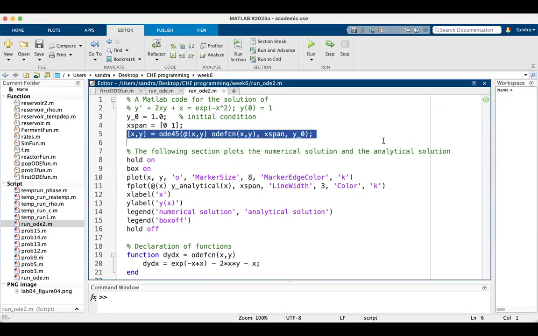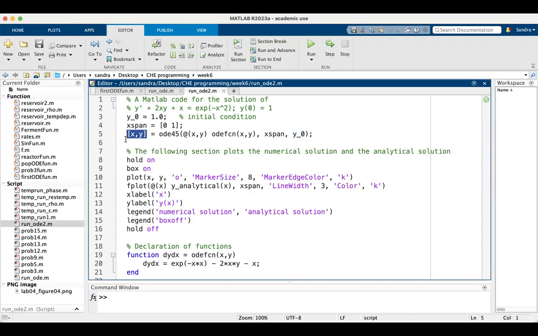And this is my ODE function's equation. That is ode45, and I'm telling it the variables are x and y. And this is the function that I'm trying to solve, that is ODEFCN. The x span I give has to be a vector, 0, 1. And y0 is a single value, that is 1. Now I'll get the output as x and y.